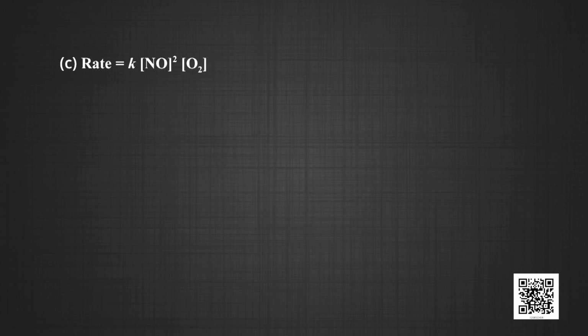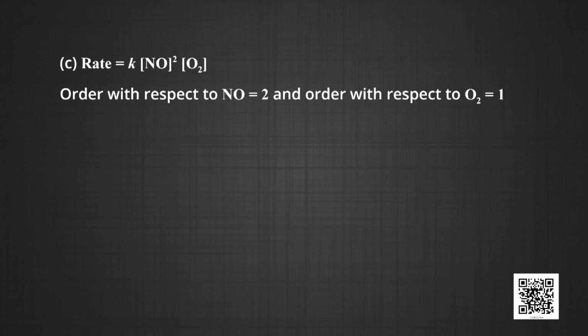Now, part C, the rate is equal to K, concentration of NO raised to power 2, concentration of oxygen raised to power 1. The order with respect to NO, that is nitric oxide, is 2 and the order with respect to oxygen is 1. The overall order of the reaction is 2 plus 1 equals 3.